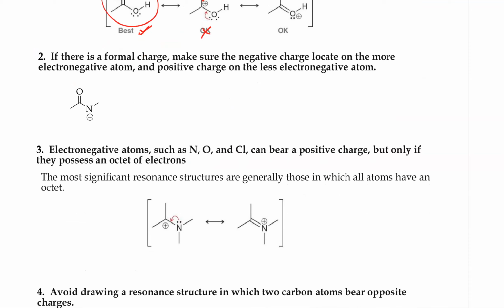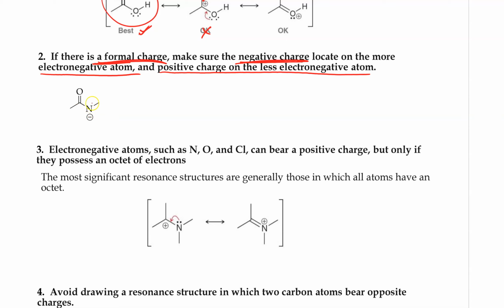And rule number 2: if there has to be a formal charge, or basically if all of the resonance structures have formal charges on them, then the best one is the one where the negative charge is located on the more electronegative atom, and the positive charge is located on the less electronegative atom. Because electronegative atoms like electrons, it's better for us to have the negative charge on them. For example, let's say we have this molecule right here, and now we draw its resonance structure.